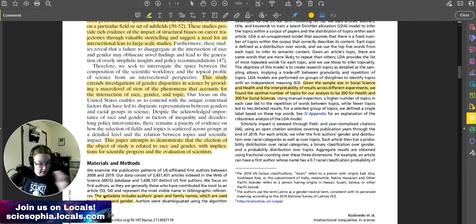Now, why do I highlight this? Given and family names, to infer race and gender in the United States, which is quite a melting pot of different ethnicities, cultures, races, if you will, from all around the world.